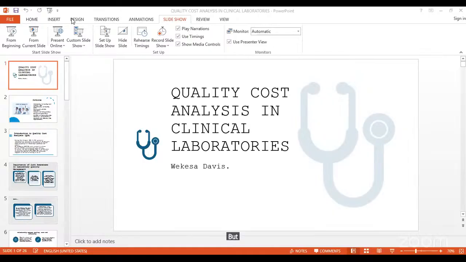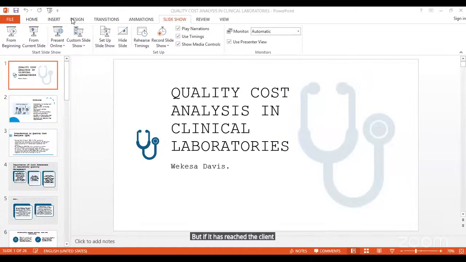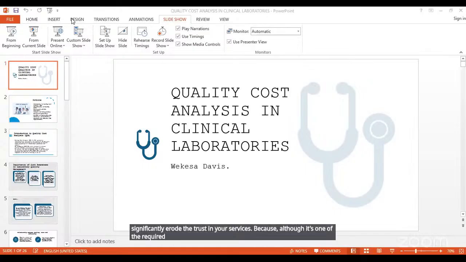But if it's a corrected report that has already reached the patient, then that carries more weight, because if it hasn't reached the patient, you correct internally and release the corrected report. But if it has reached the client, it means that report either has been utilized or is in the process of being utilized for patient management, which will also significantly erode the trust in your services. Although it's one of the required processes that we have in hand, it carries significant weight.